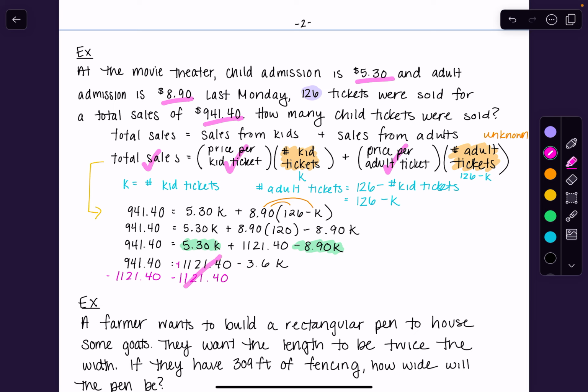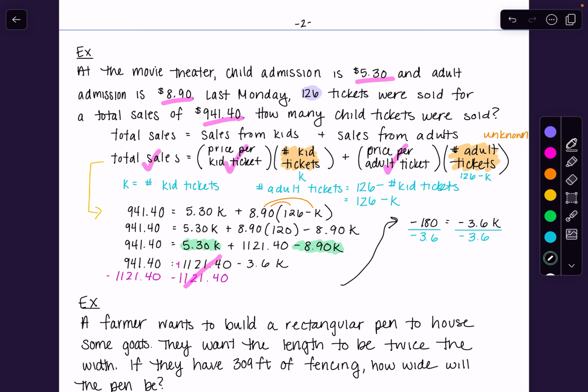So this way those two cancel. And now I need a little bit more room, so I'm going to go up here. If you do 941.4 minus $1,121.40, it leaves you with negative 180. And that's equal to negative 3.6K. And then one last step, we've got to divide by negative 3.6.